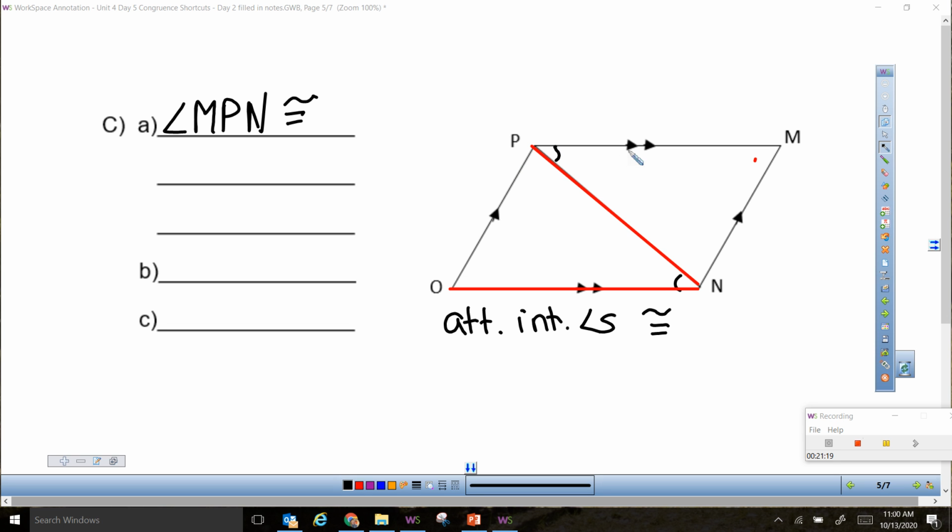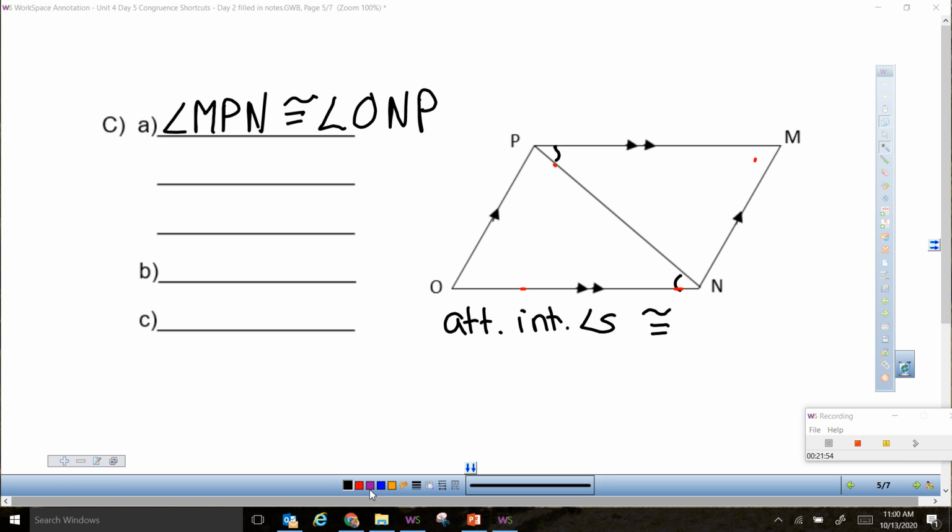Yes, notice when we named it, we went to MPN, so we went across the one with two arrows. So we need to go across the one with two arrows. So this would be angle ONP. So this is angle ONP. Okay, so that's one set of alternate interior angles, but there's also a second set of alternate interior angles.